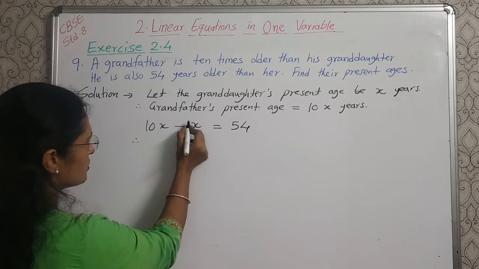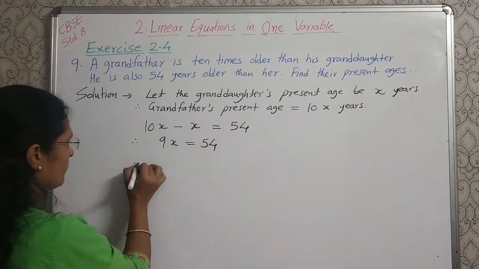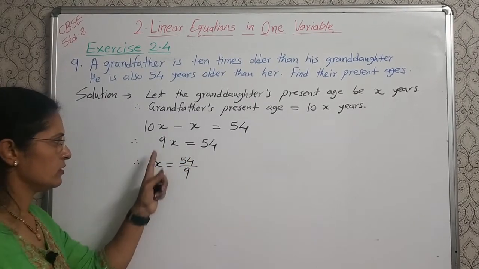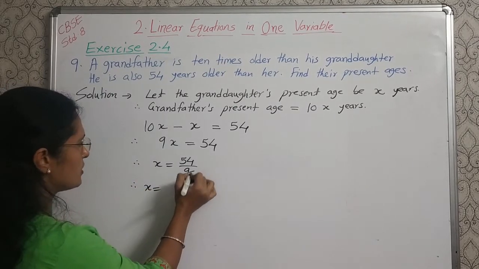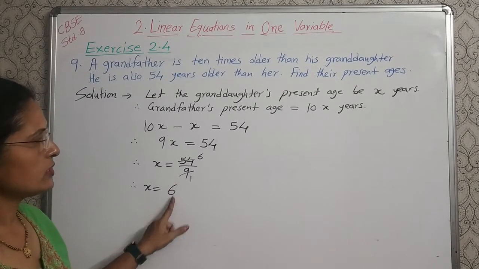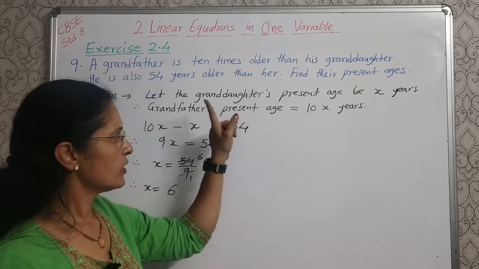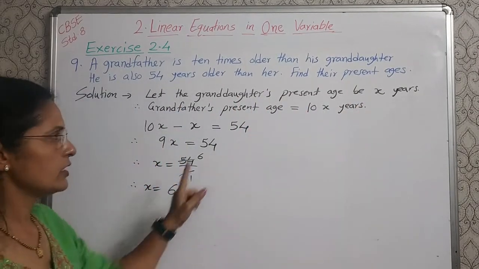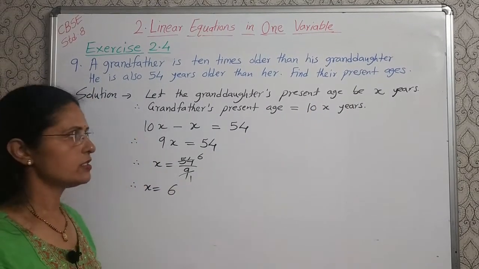So 10x minus 1x is 9x is equal to 54, and therefore x is equal to 54 by 9. Divide by 9, and we will get x is equal to 6, because 9 sixes are 54. And what is x? x is granddaughter's present age. So granddaughter is 6 years old. Granddaughter's present age is 6 years.